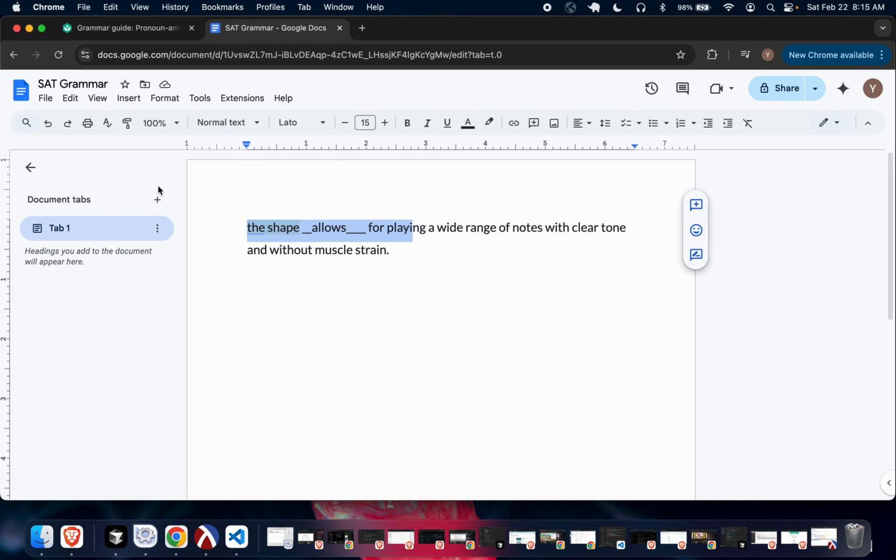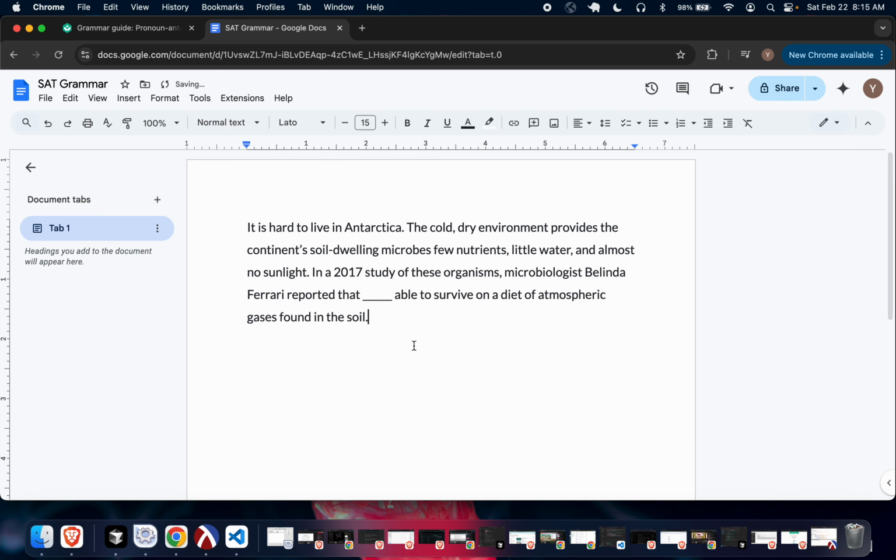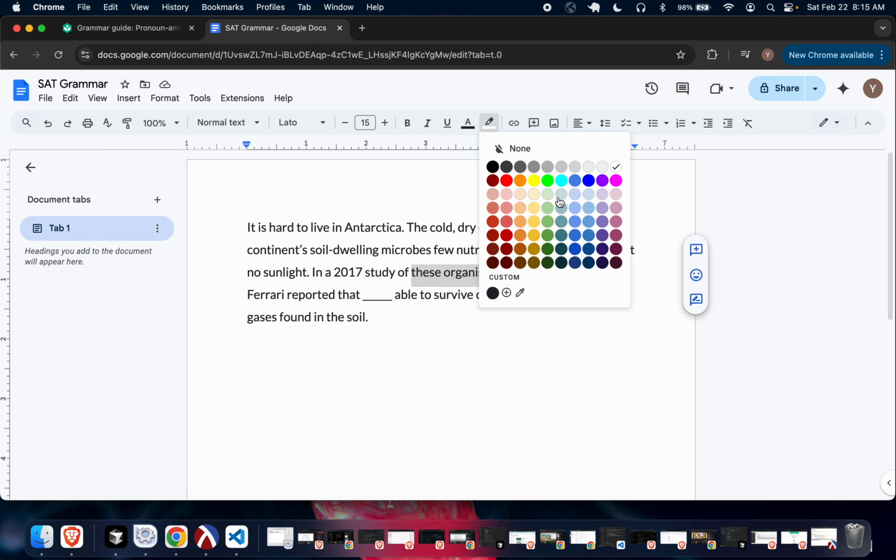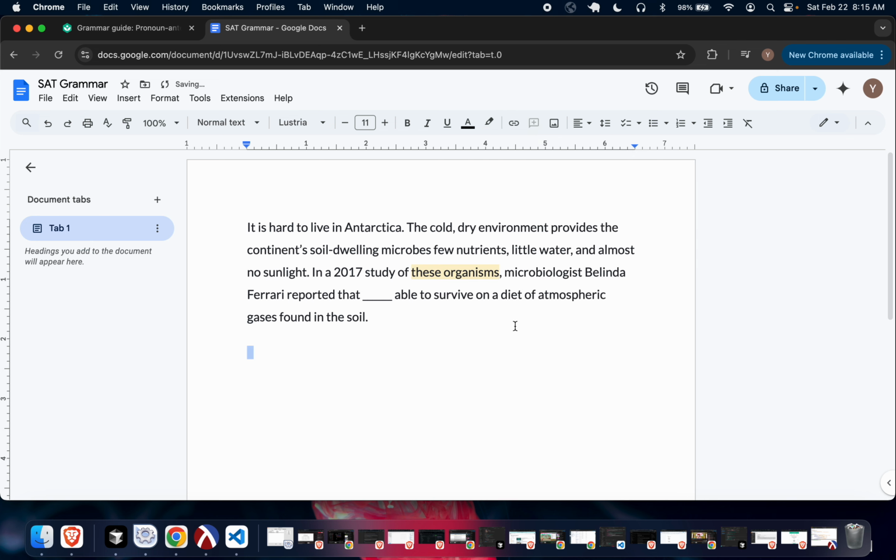So we can see that the antecedent in this sentence is these organisms, right? Whatever pronoun we have in the blank is going to be referring to these organisms. It's going to be standing in place of these organisms. We can see that this noun is plural. So we're going to be looking for a plural pronoun, right? So let's go back to our answer choices.